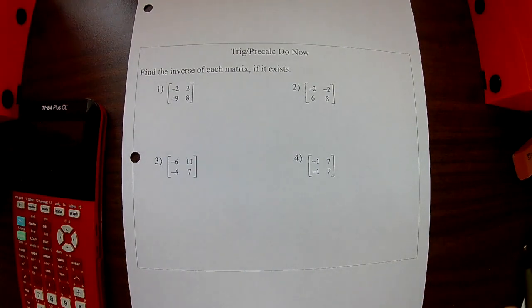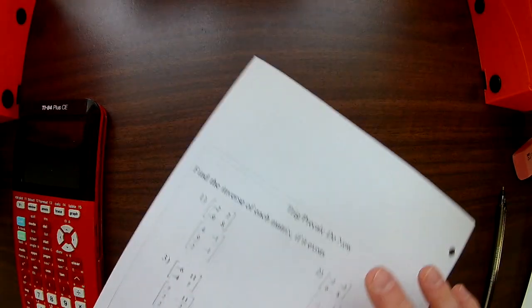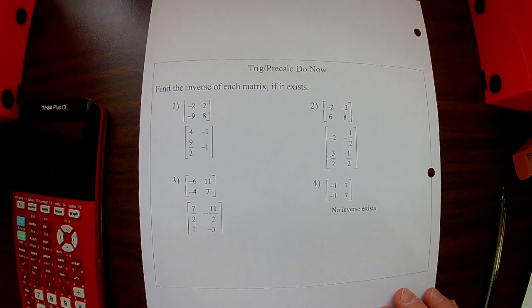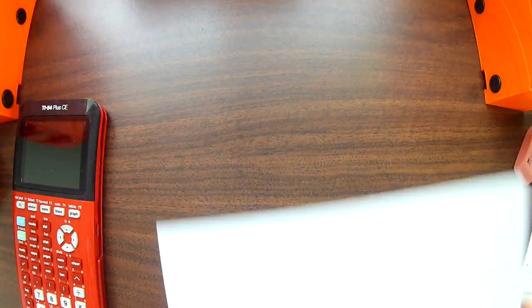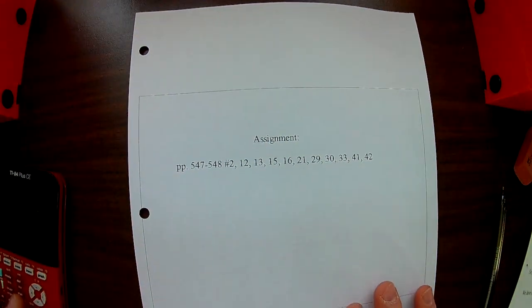Here's the do now again, warming you up. Pause the video, do it. I would recommend just using the formula that I just made the video for. Answers. 4 is singular. You can see no inverse exists. Again, anytime I flash anything up on the screen, pause it so that you can look at it.